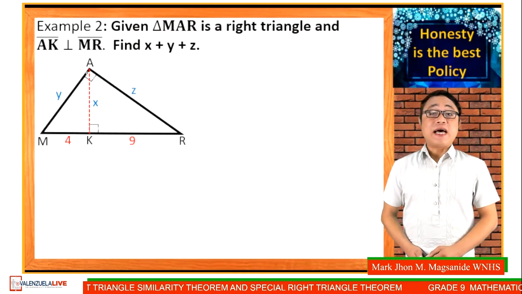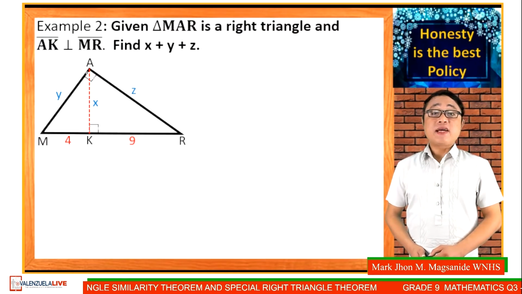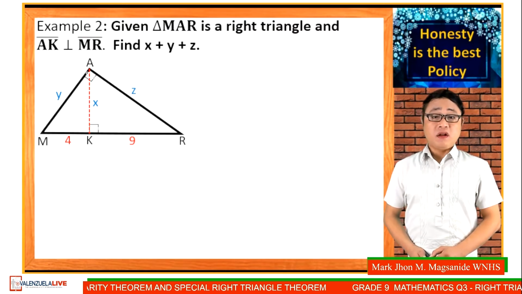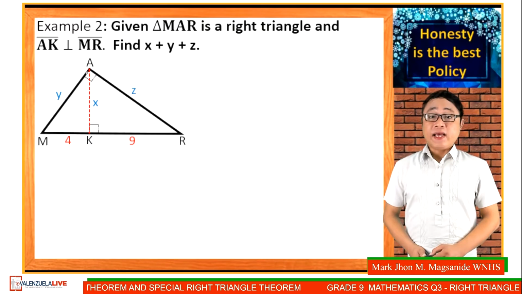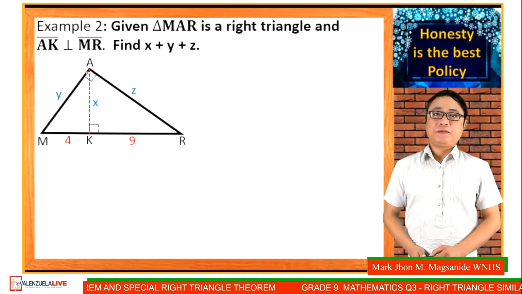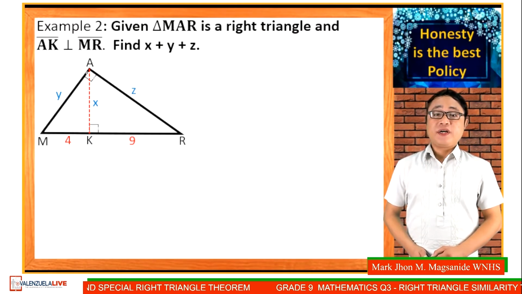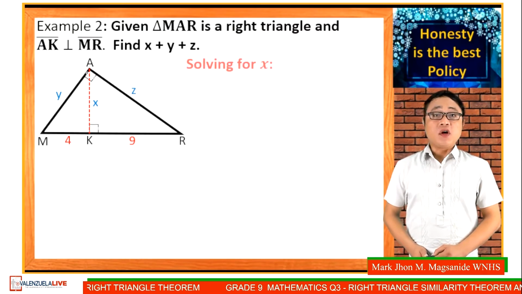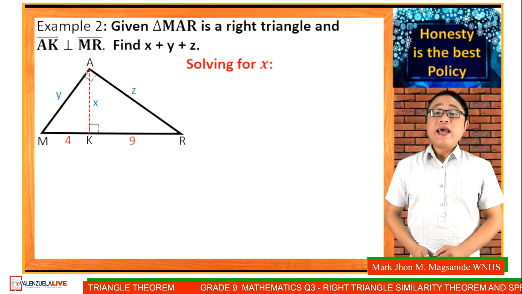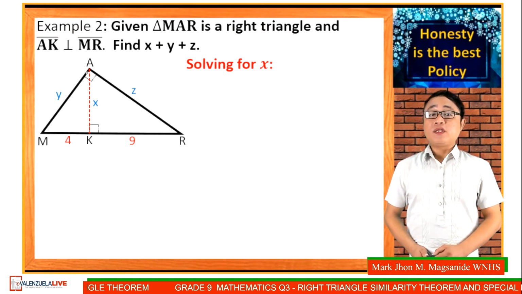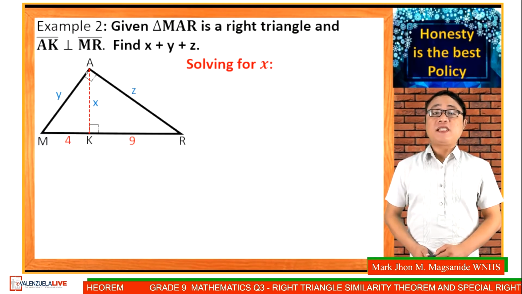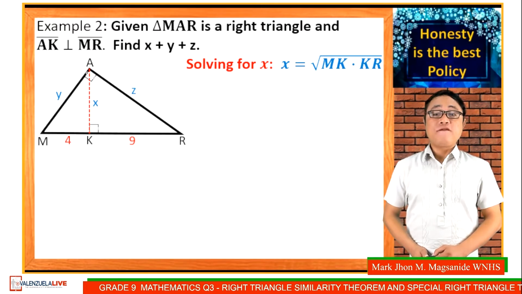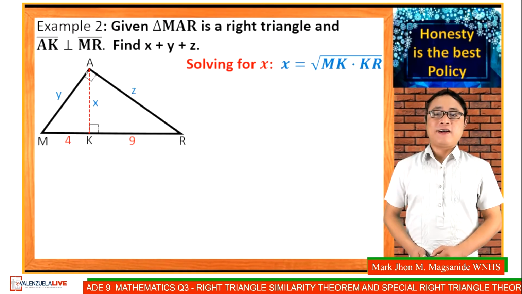For the second example, given triangle MAR is a right triangle and AK is perpendicular to MR. Find X plus Y plus Z. From the given figure, the length of MK is 4 and the length of KR is 9. Solving for X, since X is the altitude, we will use the geometric mean that involves the altitude, and that is X is equal to the square root of MK times KR.